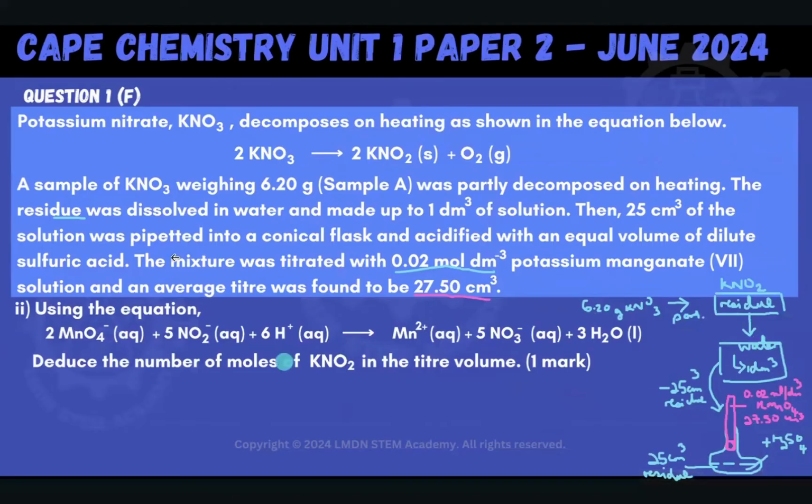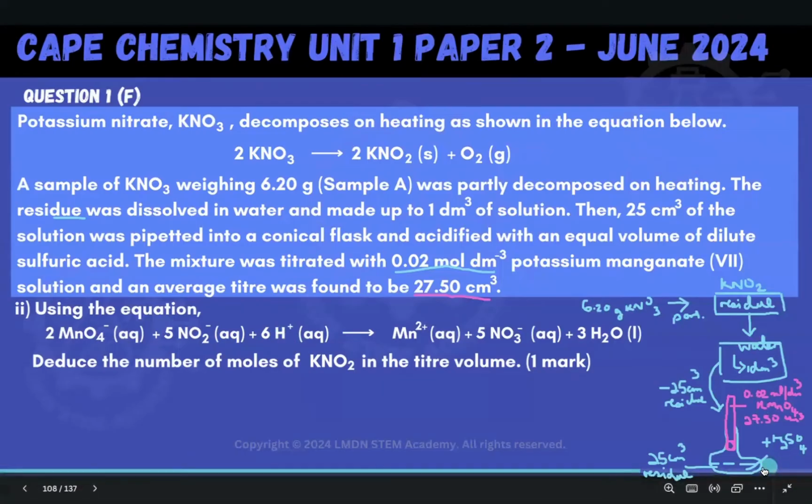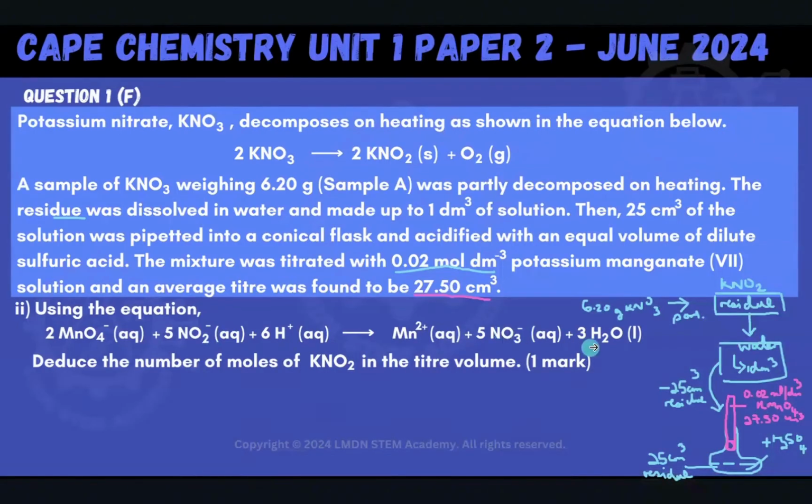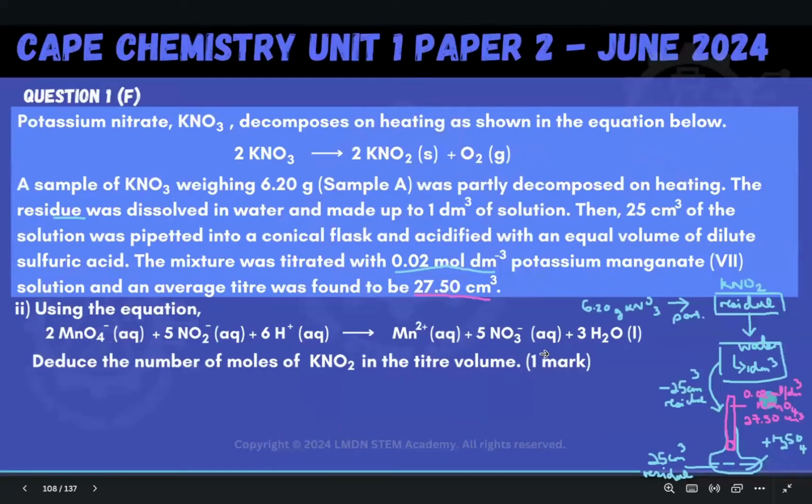So the next part of the question says, using the equation that 2 moles of manganate ions react with 5 moles of the nitrite ion, so the NO2 minus, that's acidified, 6 moles of those H plus ions, because we said we acidified it, so we know that that's there. That's going to give us Mn2 plus, 5 moles of NO3 minus, the nitrate ion, and then 3 moles of liquid water, right? So this is just an equation. It's a net ionic equation that describes the titration that's going on here.